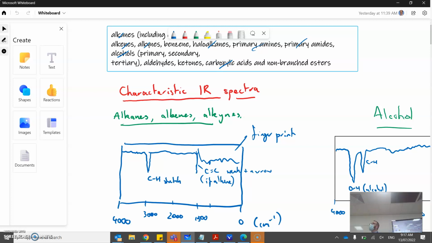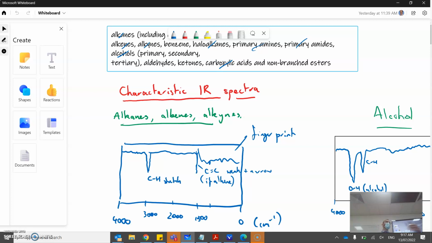Alkanes, alkenes, and alkynes will be more or less the same. They're pretty much less than the 1500 region. We are going to see a peak around the 1500 mark. That's going to be weak and narrow if an alkene, corresponding to the carbon-to-carbon double bond. Carbon-to-carbon triple bond occurs around 2300, but you'll notice from the data book, alkynes don't appear in the data book. So you will therefore deduce that we're not going to see an alkyne in a spectroscopic question.